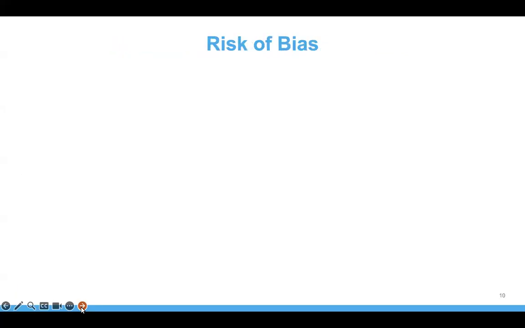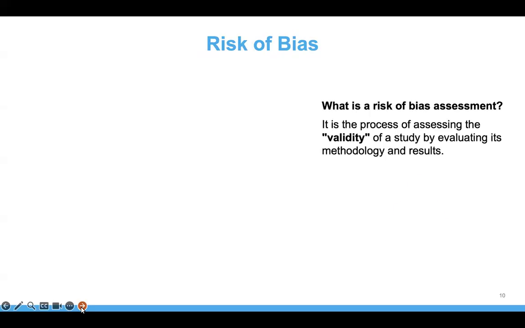Now, the direction of your research question and goals of the review in many ways will inform what the rest of the review process will look like, one of which includes the risk of bias assessment. When discussing risk of bias, we're typically referring to the process of assessing the validity and reliability of a study by evaluating its methods and results.